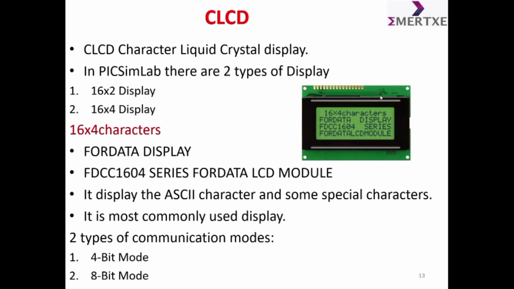In this picture, you can easily learn how it works and what the features are, like for data display, FDC1604 series data LCD module. It displays ASCII characters and some special characters also. It is the most commonly used display in a lot of projects. Two types of communication modes are there in this LCD display, that is 4-bit mode and 8-bit mode. 4-bit mode means it can store up to 32 bytes of memory, whereas in 8-bit mode it can store up to 64 bytes of memory.